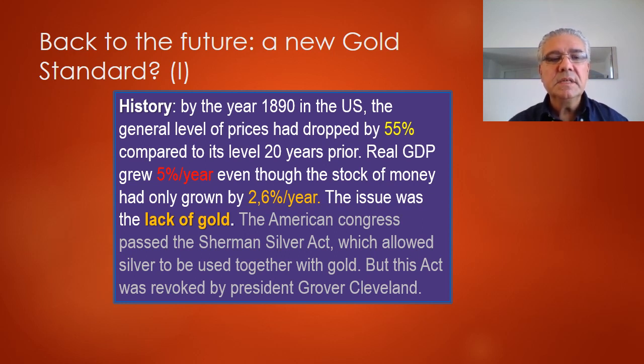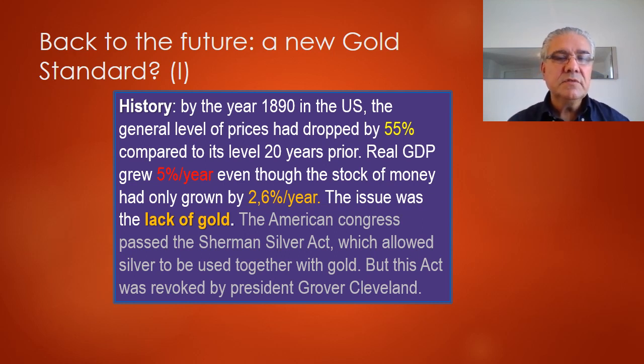The issue was that gold was not being extracted fast enough. And so there was not enough money. And if there's not enough money, the value of money appreciates against the value of goods and services. In other words, the value of goods and services depreciates against the value of gold, which is deflation.